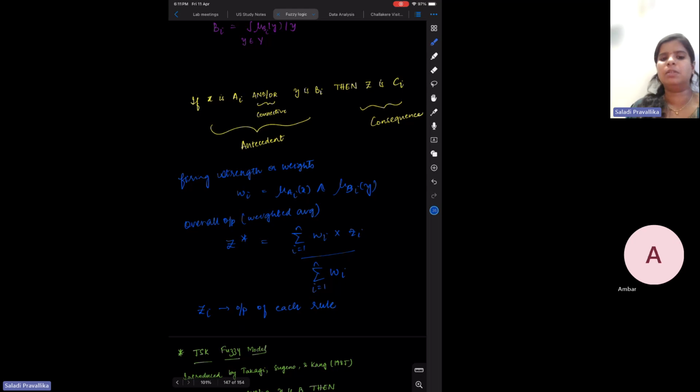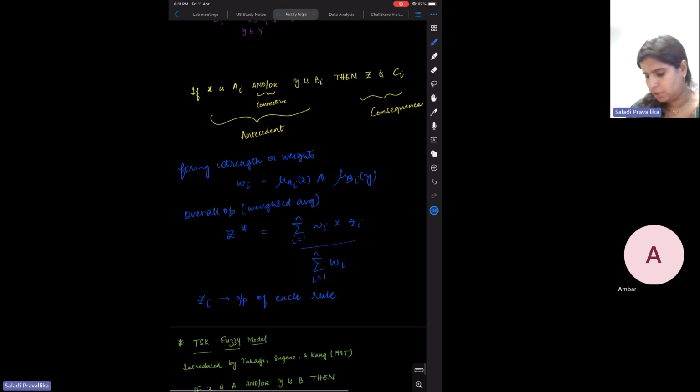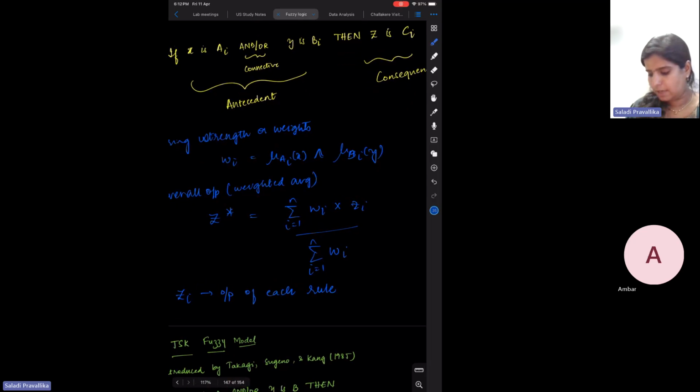So this overall output is taken as a weighted average, right? Not just any normal average. So when I say weighted average, it means that at the denominator, you have the summation of all the weights. And in the numerator, you take the Z, and then you multiply it with the weights W, and then you sum it all up, right? And this Zi is nothing but the output of each rule.